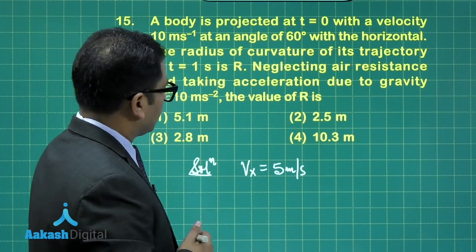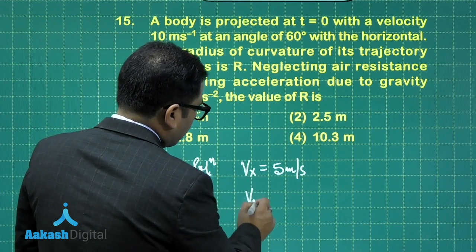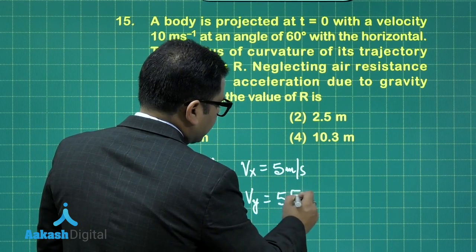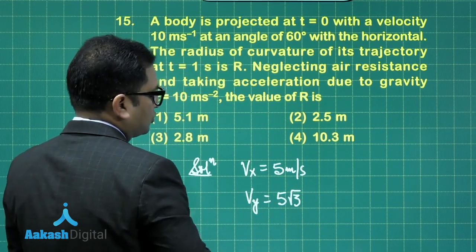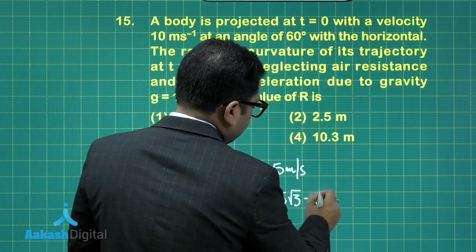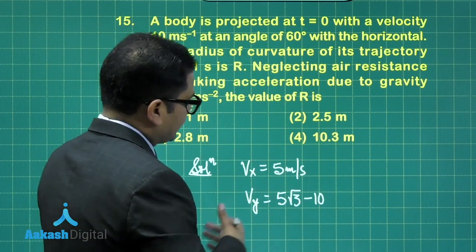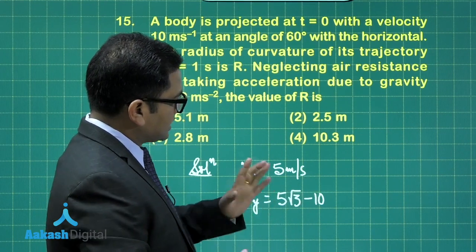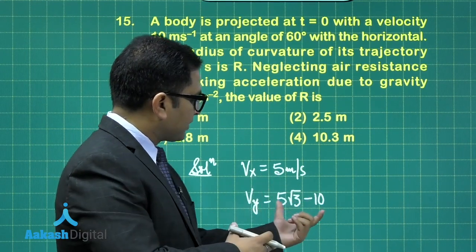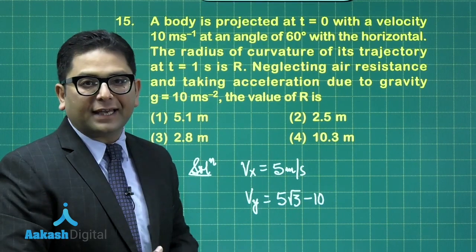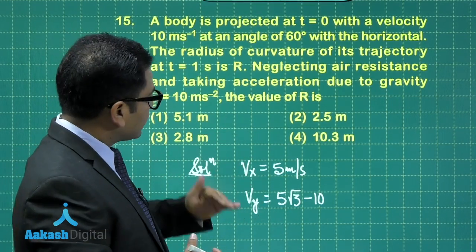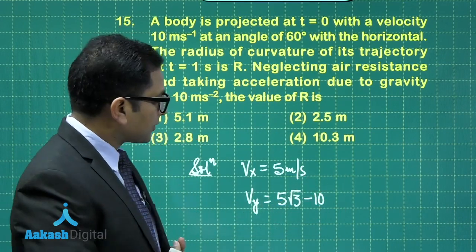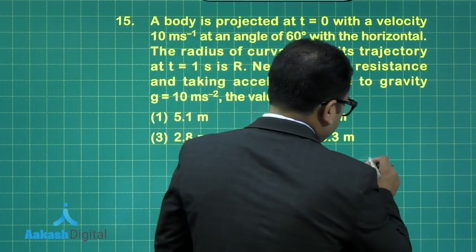How about the y component of the velocity? Well, the y component of the velocity is the initial y component, which is 10 sin 60, that comes out to be 5 root 3, plus at. So acceleration being minus 10, t being 1. And this thing now will be 10 minus 5 root 3, because overall it's coming out to be negative, indicating that after 1 second, the particle is in the descending phase. That's not a problem.